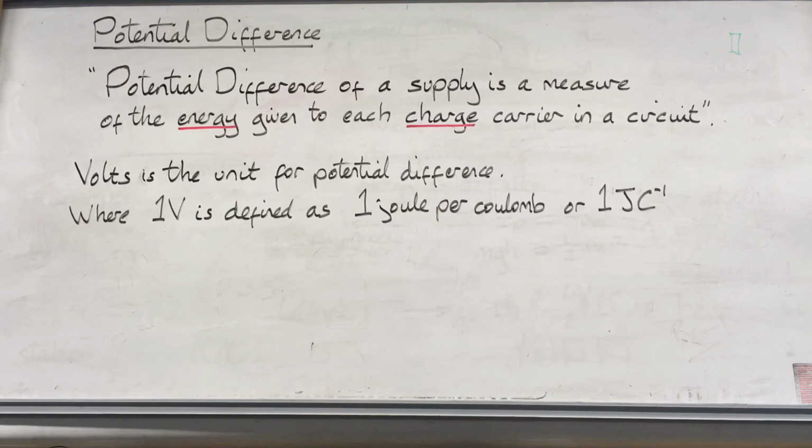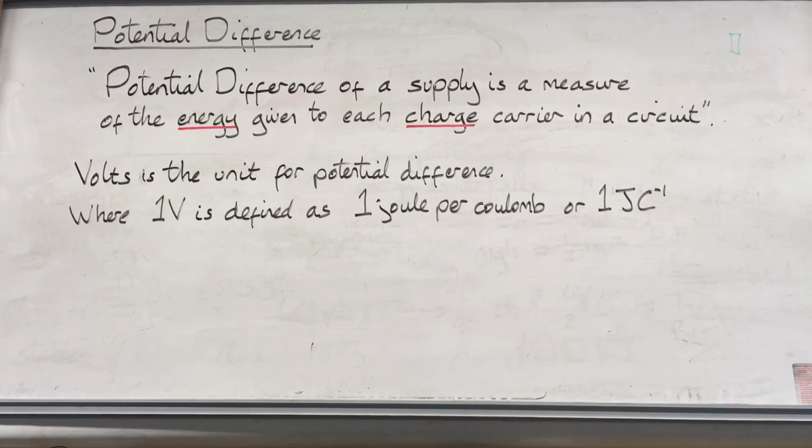For the term potential difference that we haven't discussed in the past, it's important that you appreciate what the definition of potential difference is as a two-word term that's effectively going to replace voltage. Potential difference of a supply is a measure of the energy given to each charge carrier in a circuit. You may recall that the energy to move charges in a circuit is provided by a power supply or a battery. Without the two of them, you can't have a current flowing, with regards to us at National 5.